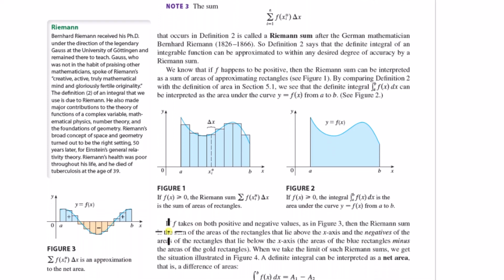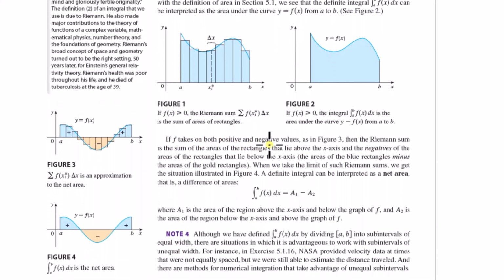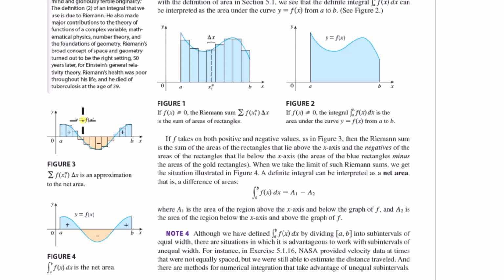If f takes on both positive and negative values, so what about this situation? Up to this point, we've strictly been looking at a curve that's positive, and the x's are positive as well. That's the only scenario we've looked at. But let's keep the x's positive. What about if some of the curve is negative?